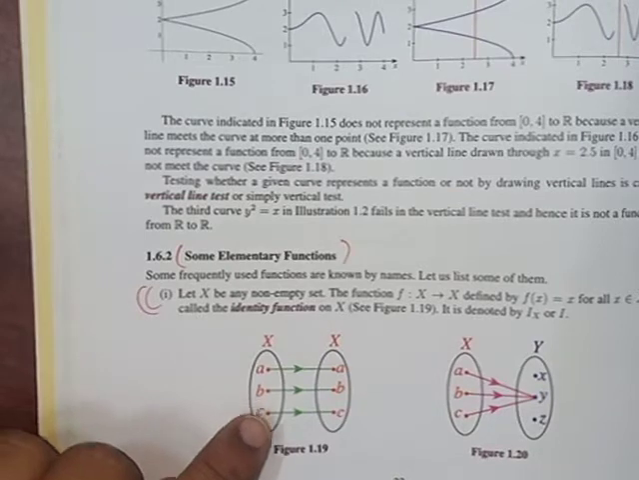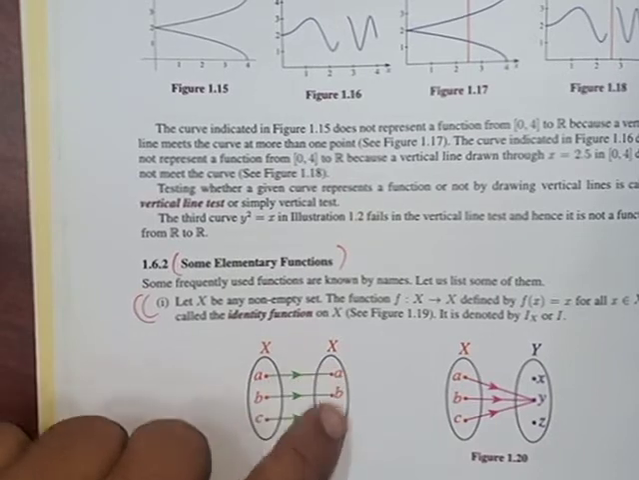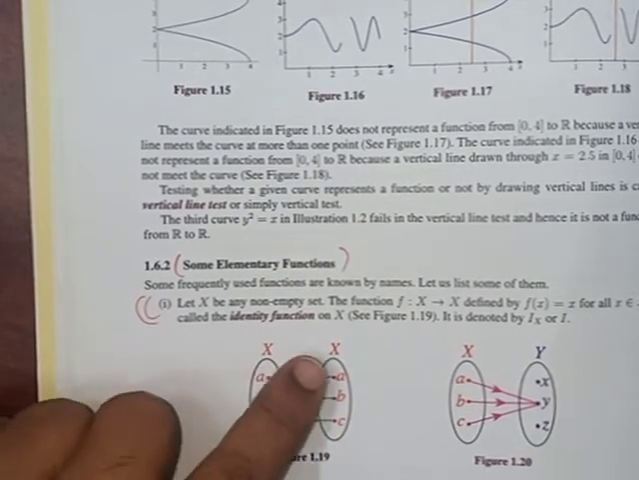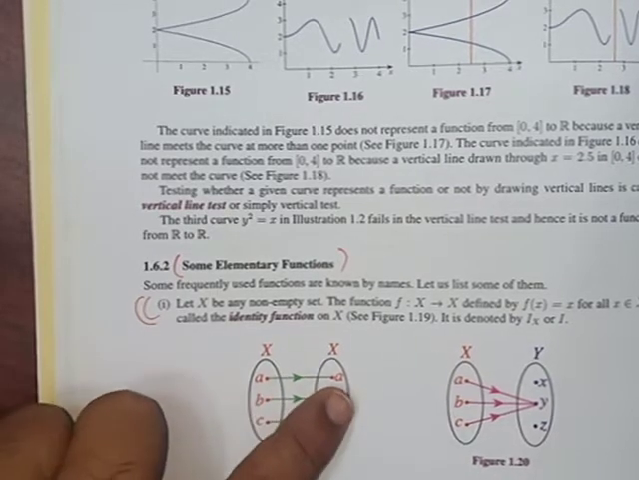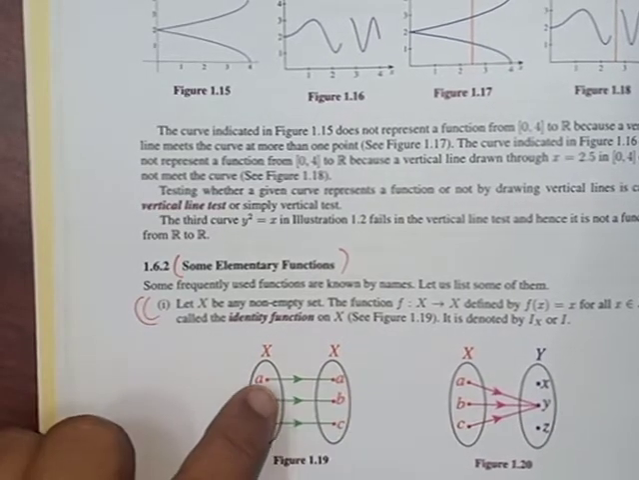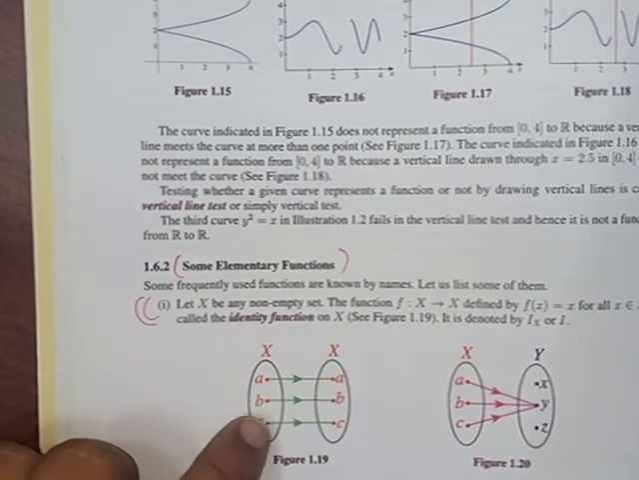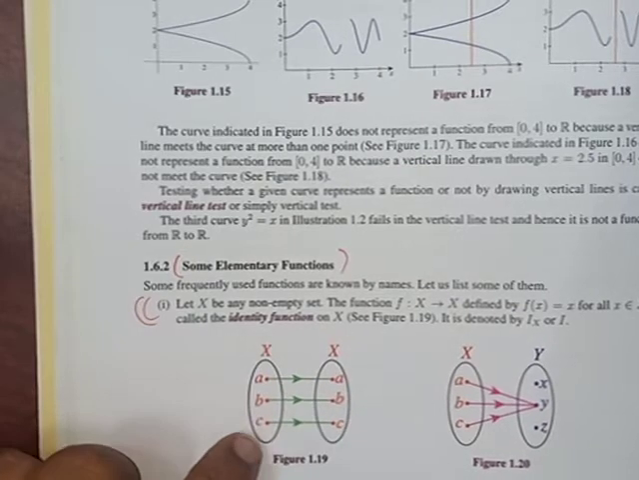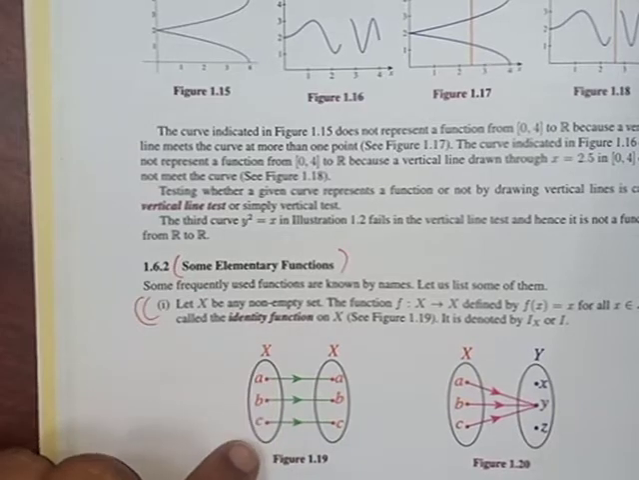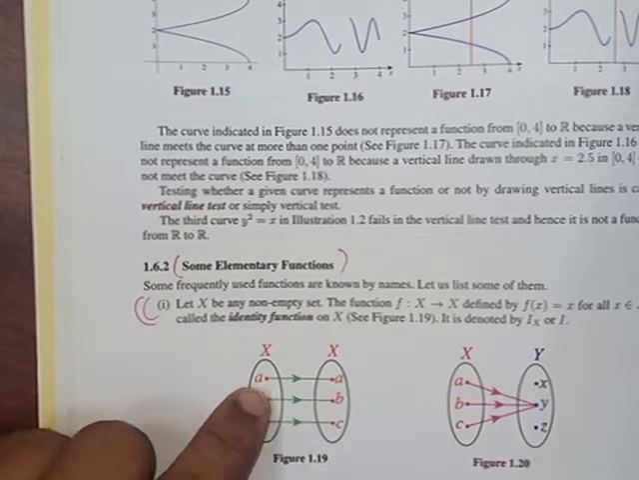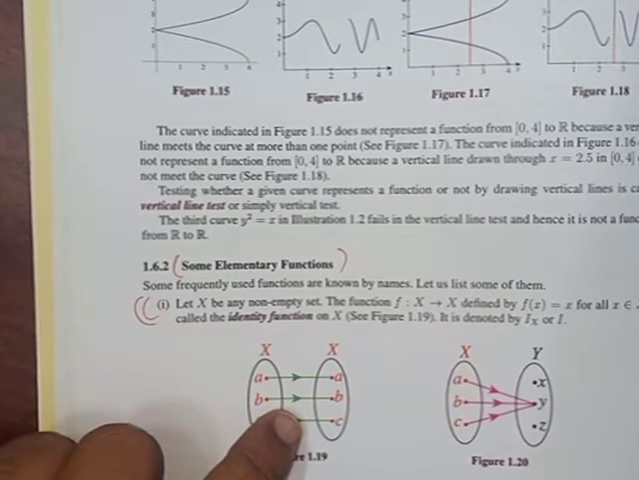Look at that diagram. This one is the domain, this one is the codomain. Look at that, X and X, domain and codomain are equal. The image of a is a itself. So a is associated with the same a. The image of b is b itself and the image of c is c itself. So each and every element of the domain is associated with itself. It is an example of the identity function.